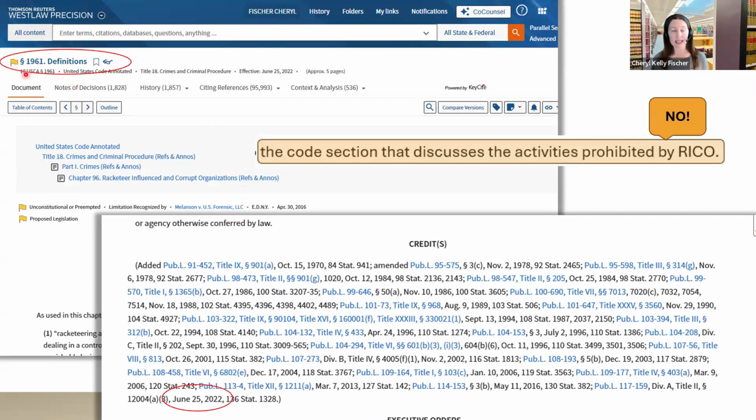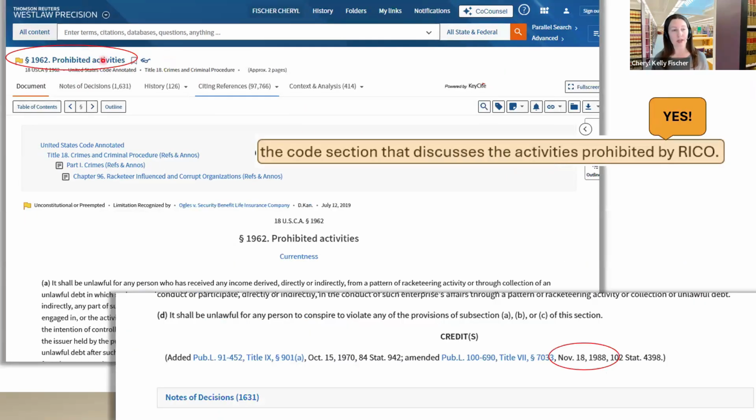Should you have used the 1961 definitions? No, that's not discussing the activities prohibited by RICO. But just in case you did use that one, it was last amended in 2022. What you should have been using for question 2 was 1962, the prohibited activities statute you found. And if you were using that one, then your answer was it was last amended in 1988.